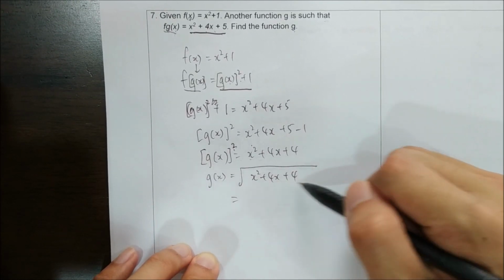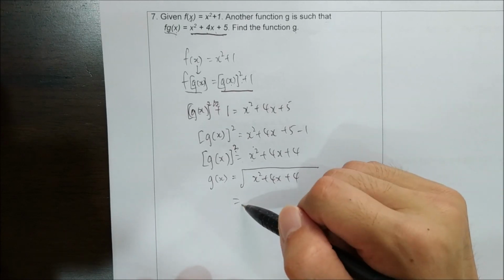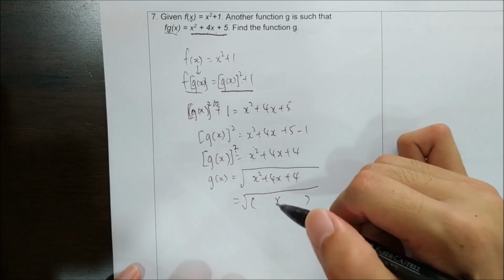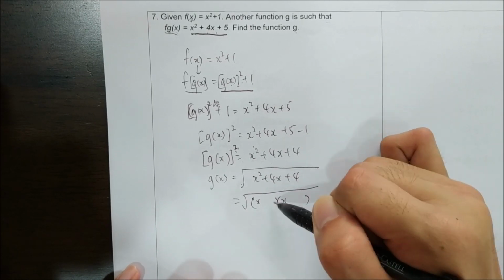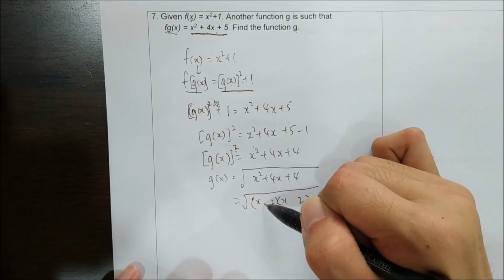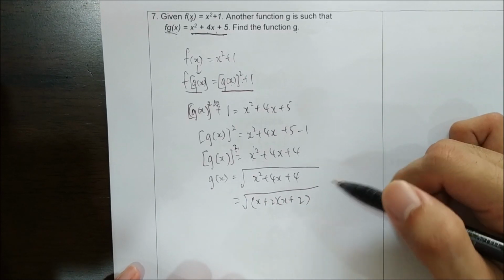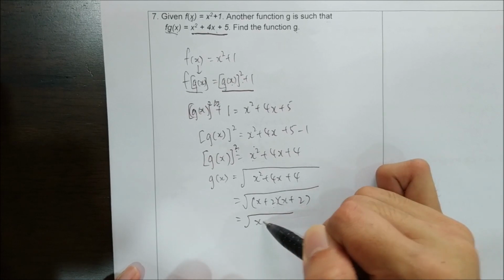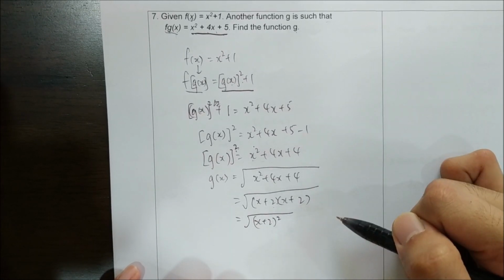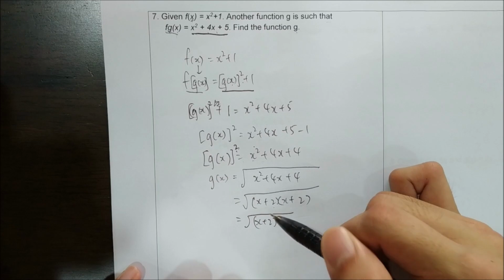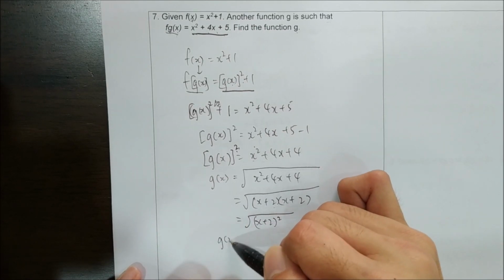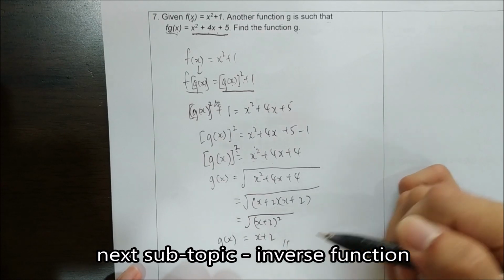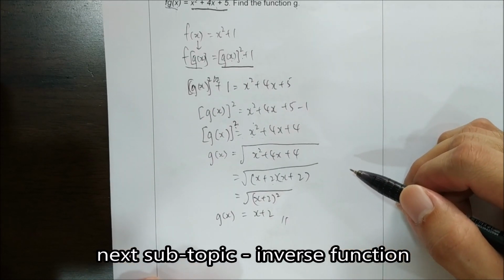And then we try to factorize this. You can use your calculator. You just factorize this, you get x, this is 2, this is 2. So actually it's a positive 2, positive 2. So (x + 2) times (x + 2) is actually equals to (x + 2) squared. So the square and the square root, you can cancel off. You get g(x) equals to x + 2. So that is how you find the function of g(x). Thank you.